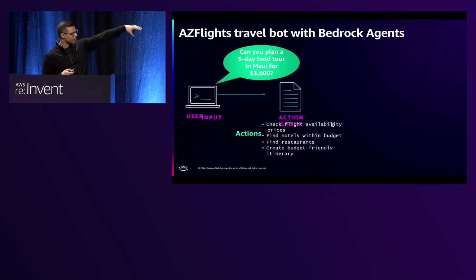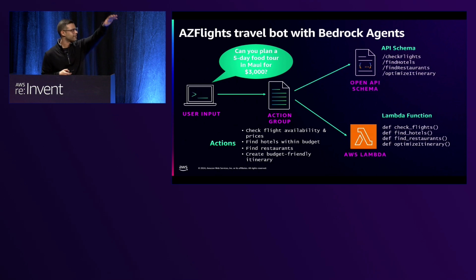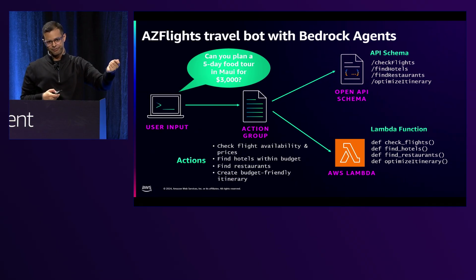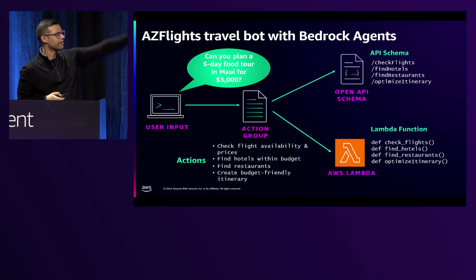So your action groups now get assigned to an API specification and a Lambda function. So this is crucial, right? There's a 1:1:1 mapping between action groups, what the agent will perform as an action, to an endpoint that it will call, and a Lambda function that will do the action for it, right? So this whole architecture is what the agentic workflow is all about.